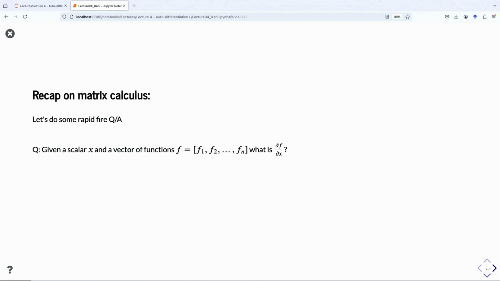So the shape will just be... Yeah, exactly on the money. So the derivative of f with respect to x would simply be a vector, where each element of the vector is one of the functions of f, differentiated with respect to x, right? All right. Nice little warm-up.